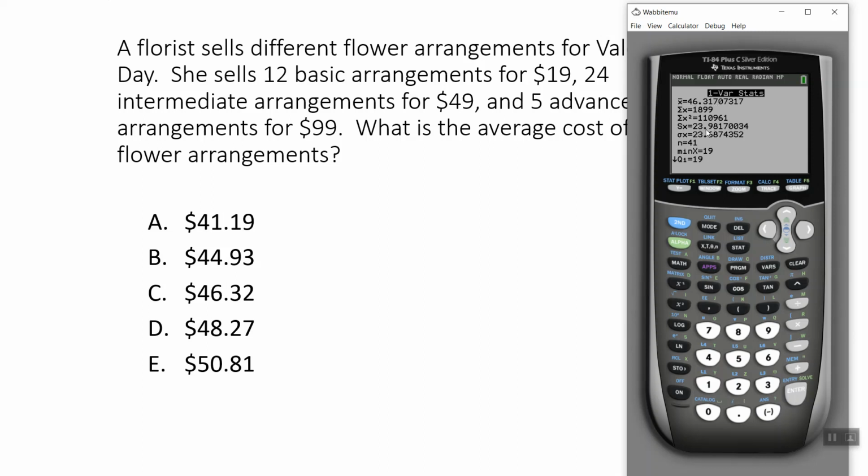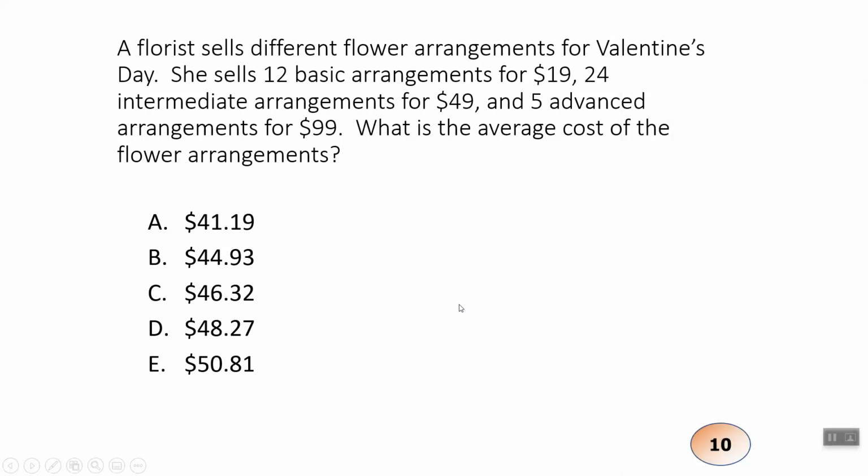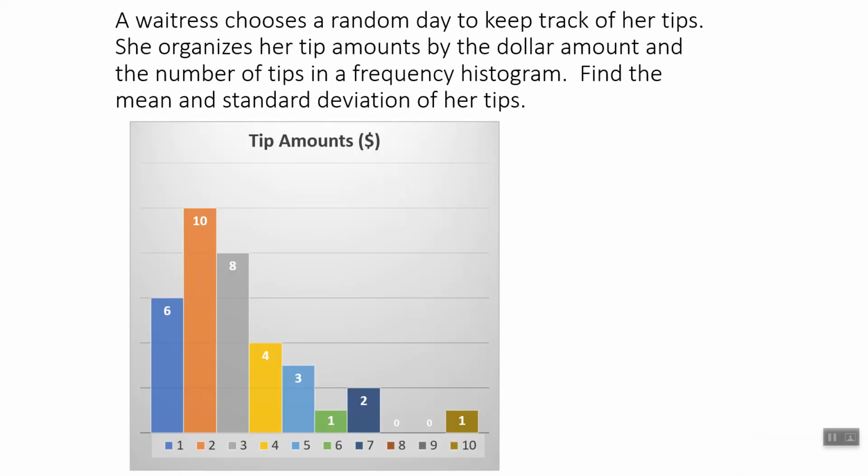Our standard deviation here is the 23. All right, and there's our answer. So we get 46.32. So our answer is this guy. I think my answer indicator is off here. That's why I'm circling it. Yeah, it's close.